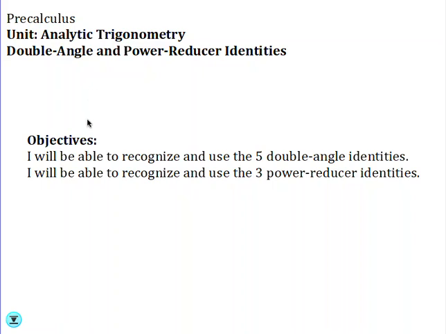Today we are going to be talking about double angle and power reducer identities. By the end of this video, you should be able to recognize and use the 5 double angle identities, and you should be able to recognize and use the 3 power reducer identities.